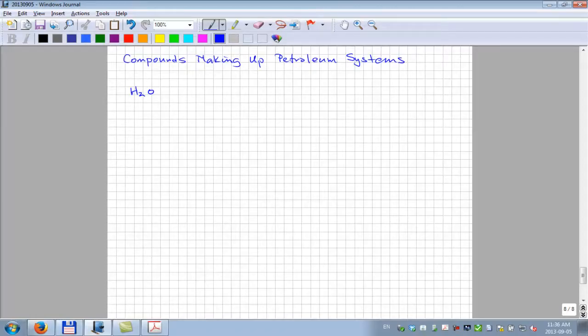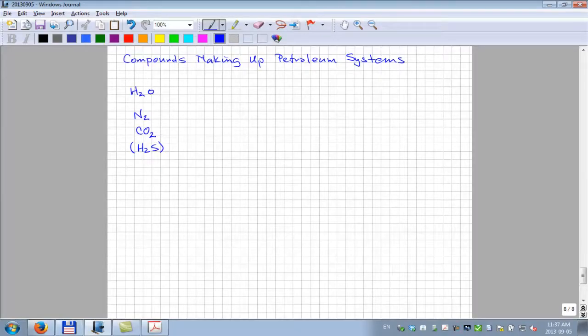It will always be there in the pores of the rock, together with hopefully oil, maybe also gas. Then we have, very often, in almost all cases, some nitrogen, some carbon dioxide. If you're unlucky, you'll have some hydrogen sulfide.